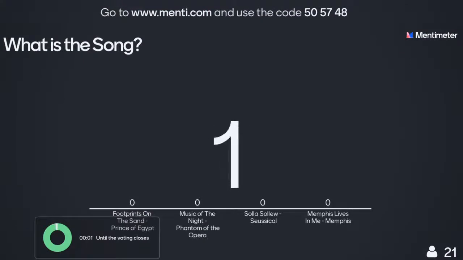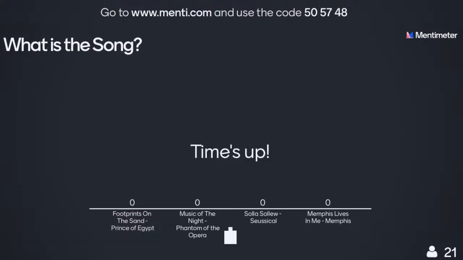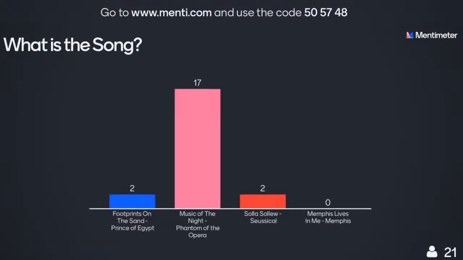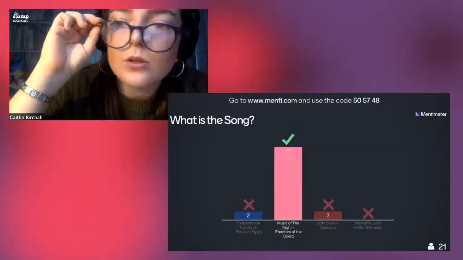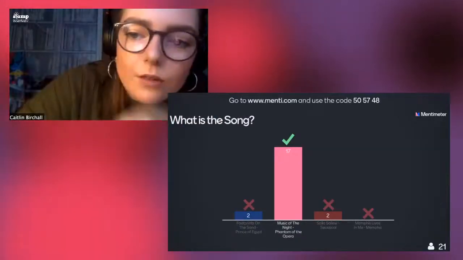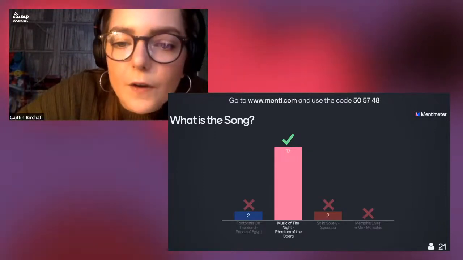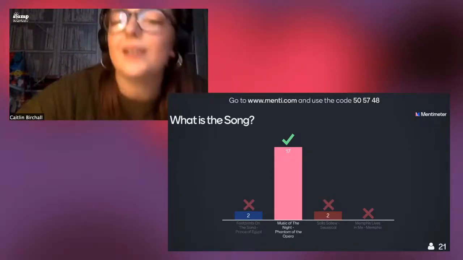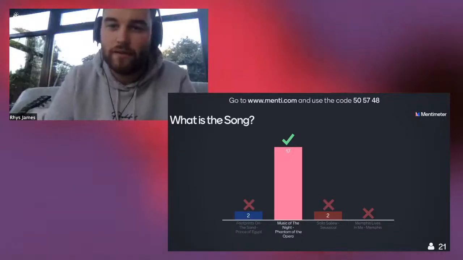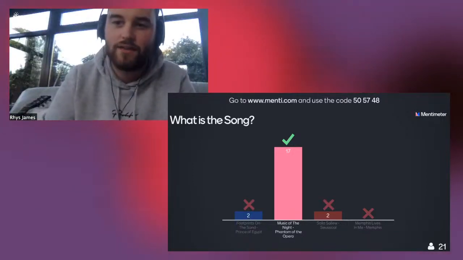So if we just have a look at how people voted there, we'll see that Music of the Night got the most votes, which is in fact the right answer. Footprints, isn't it Footprints in the Sand from Prince of Egypt? I thought it was Footprints on the Sand.